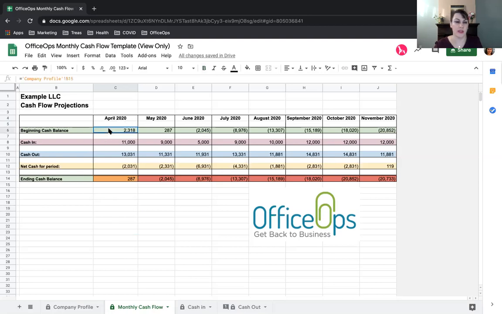Okay, so we have our beginning bank balance, we have the cash in, the cash out. This is just the sum. Did we make or lose money during the period? The net cash per period, which changes per month depending on the different expenses and income projections. And then here's our ending cash balance.